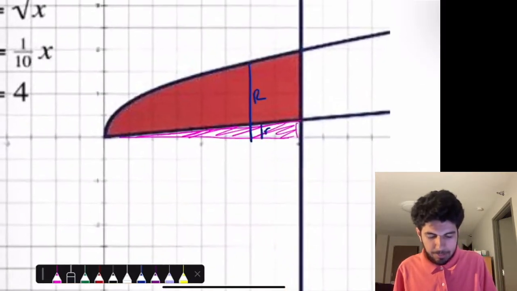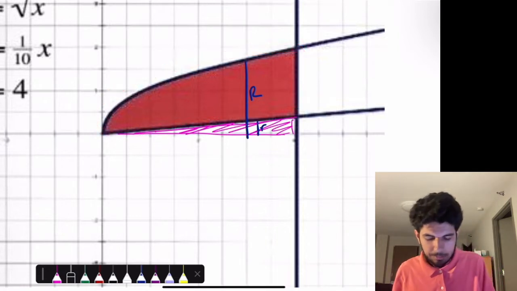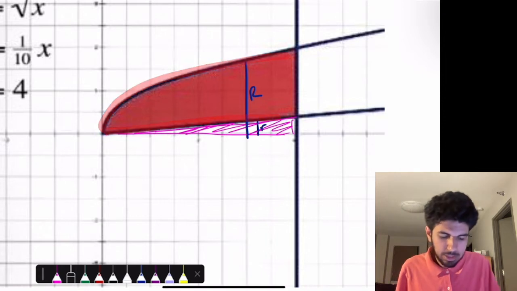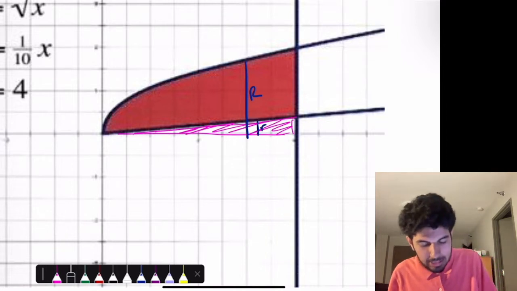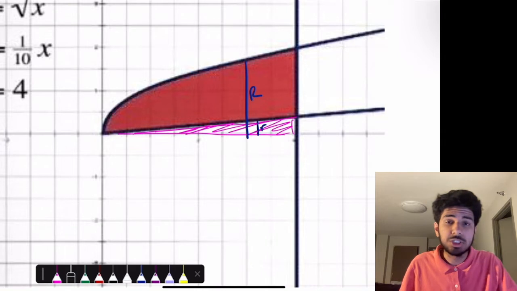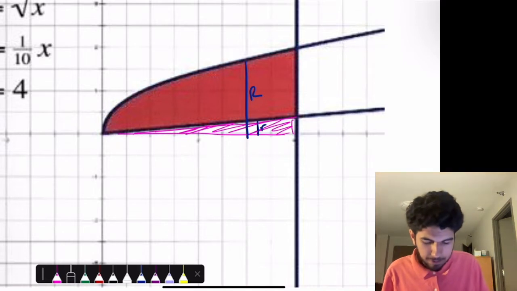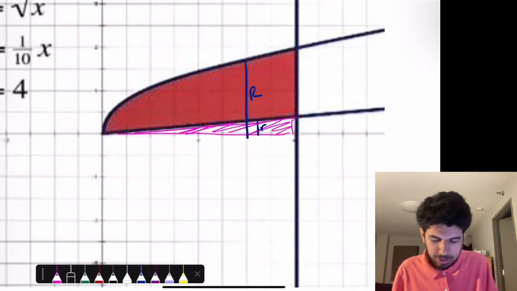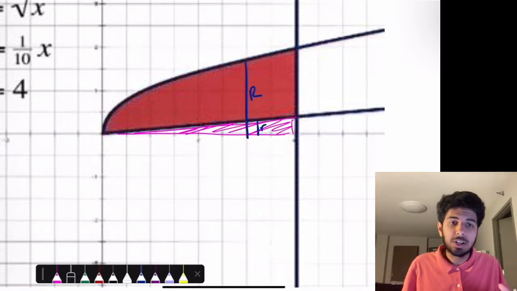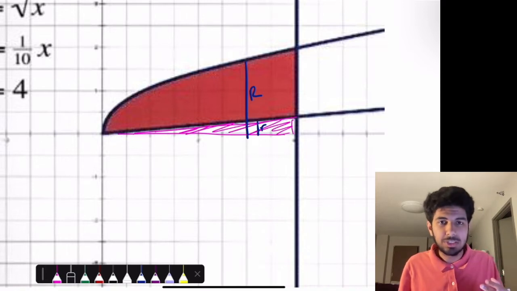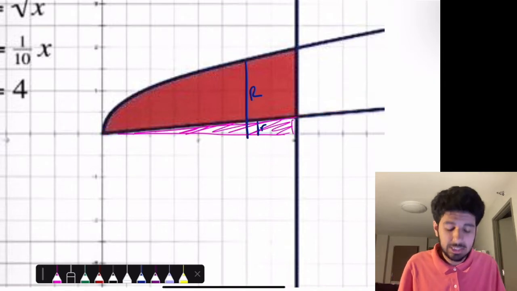So let's jump back here. This original red region is bounded by a couple of curves, namely this one and this one. We don't really care about this one too much because it's perpendicular to our axis of rotation. But we can see that capital R is the distance from the axis of rotation to the further function. Between this and this, the function further from the axis of rotation is this one. So that constitutes our capital R. Lowercase r is the distance from the axis of rotation to the closer function, and this function is closer to the axis of rotation, so that constitutes small r.